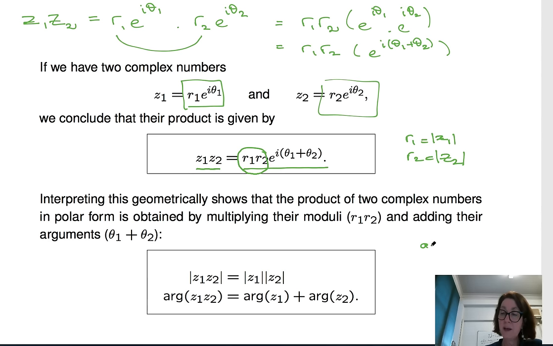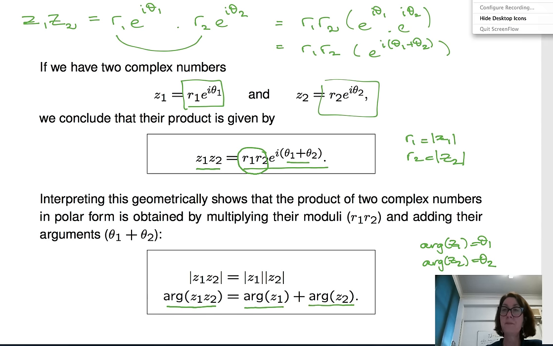And if the argument of Z1 is theta 1 and the argument of Z2 equals theta 2, then multiplying the two complex numbers together means that what's happened in the product is I've added the angles. So the argument of Z1 Z2 is equal to the argument of Z1 plus the argument of Z2.